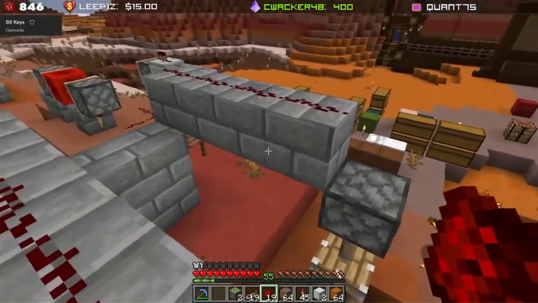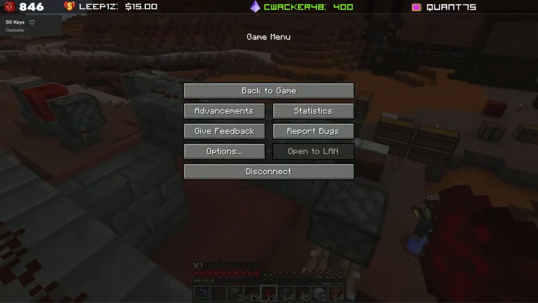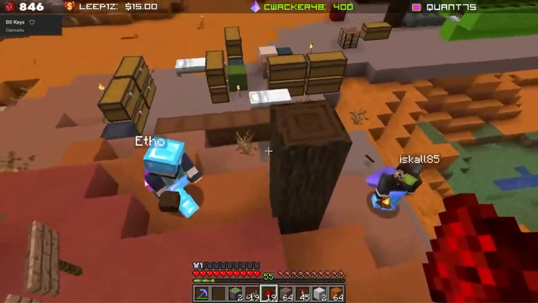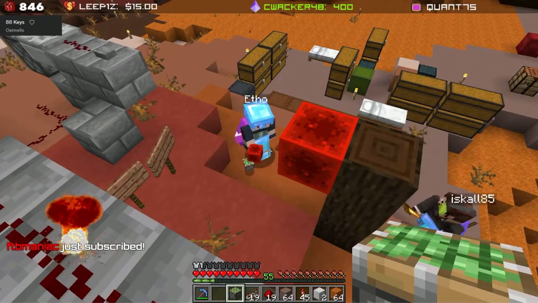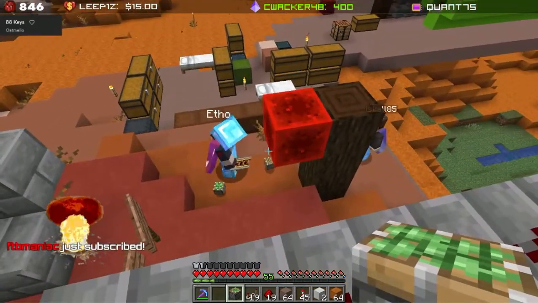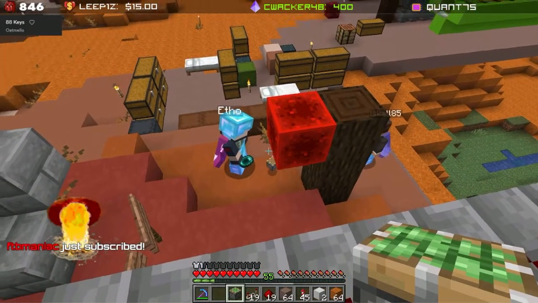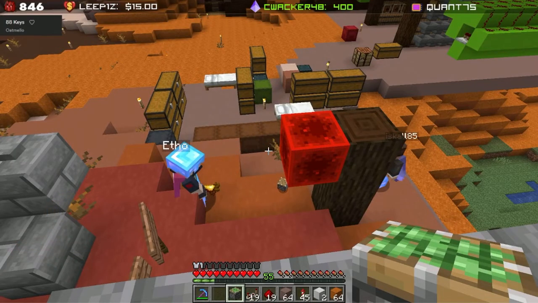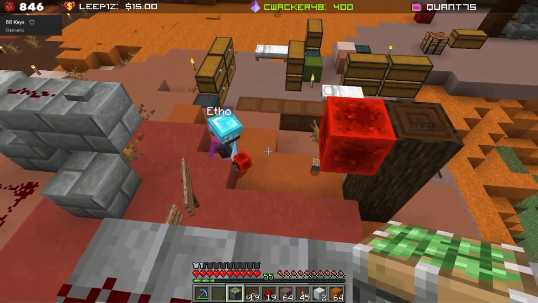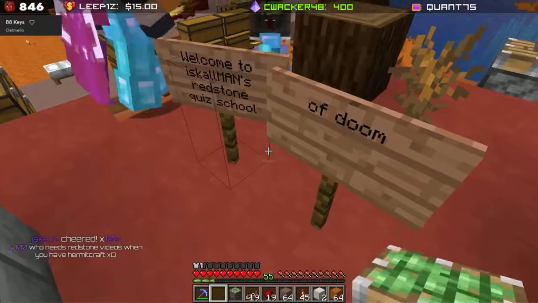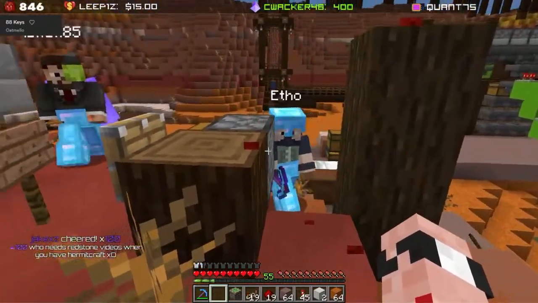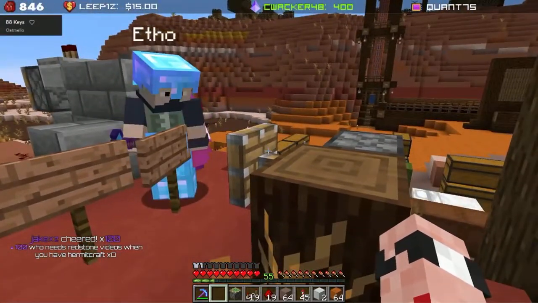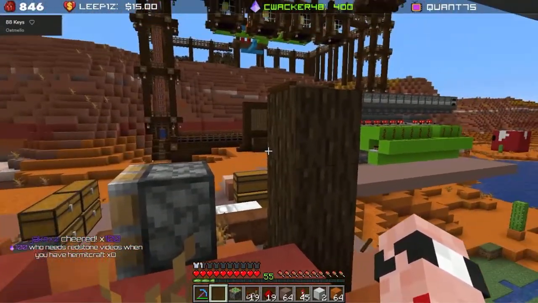All right, Ren. The easiest way to understand this. Are you ready? Okay. Here we go. Can you get a piston for me, Iskall? Yes, sir. Okay. I should have cleared my inventory. So, you see this? I do.